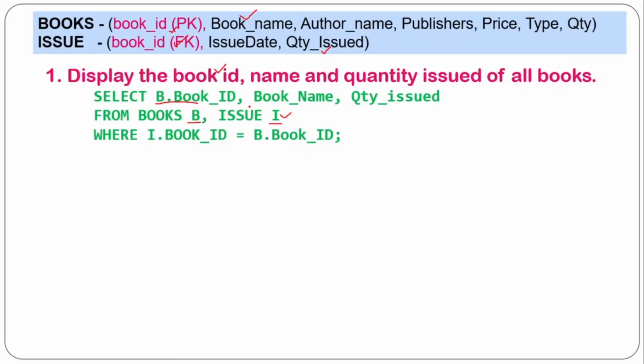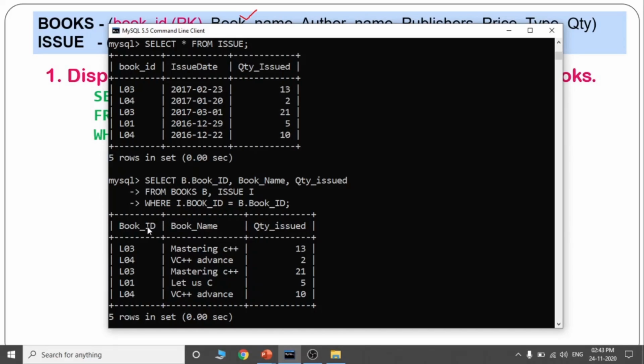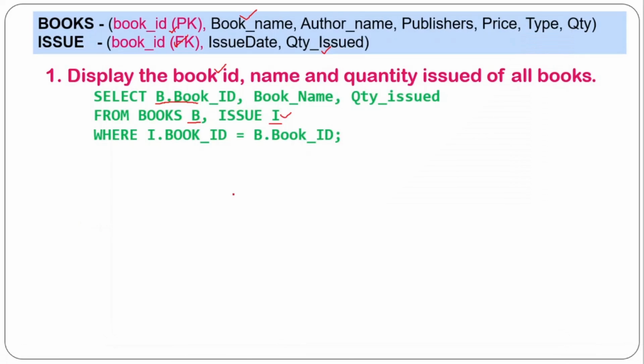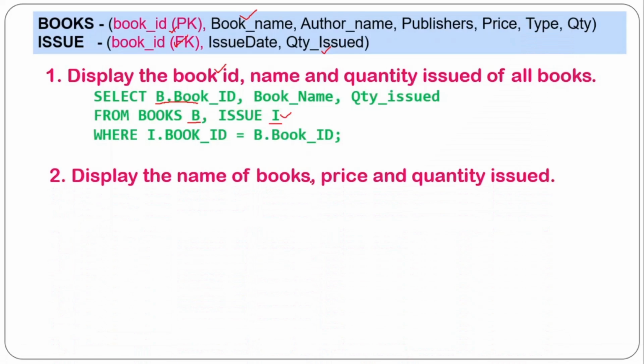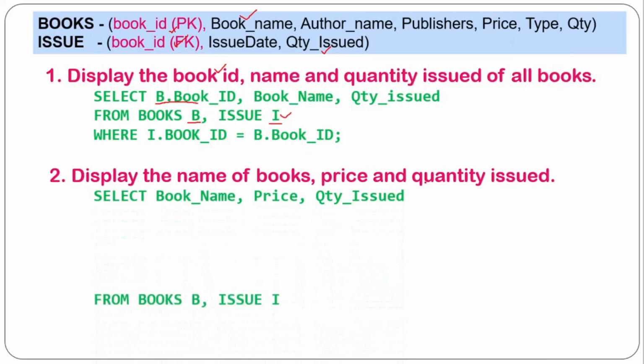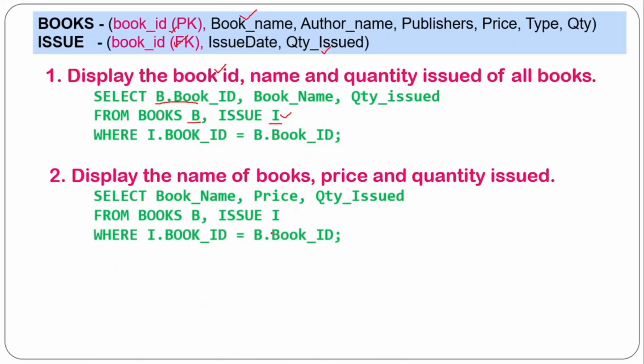I will show the output. The output will be book ID and book name from the first table and quantity issued from the second table. Next question is display name of books, price and quantity issued. Name of books and price are in the first table and quantity issued in the second table. So select book name, price, quantity issued from books B, issue I, where I.book ID is equal to B.book ID.